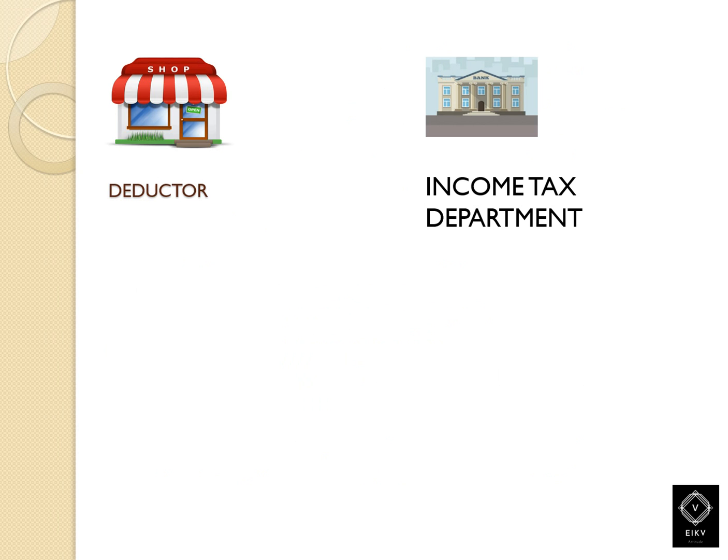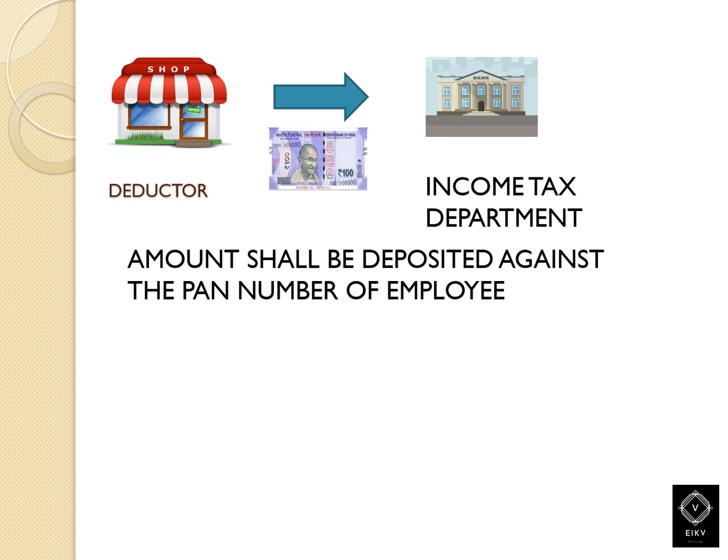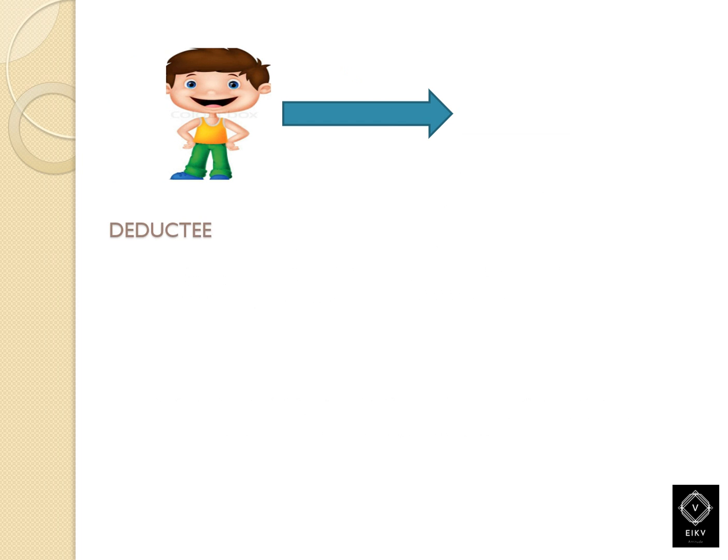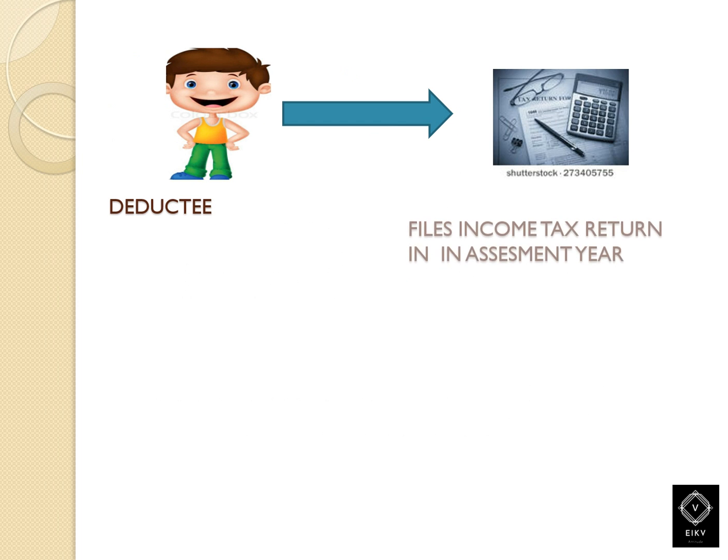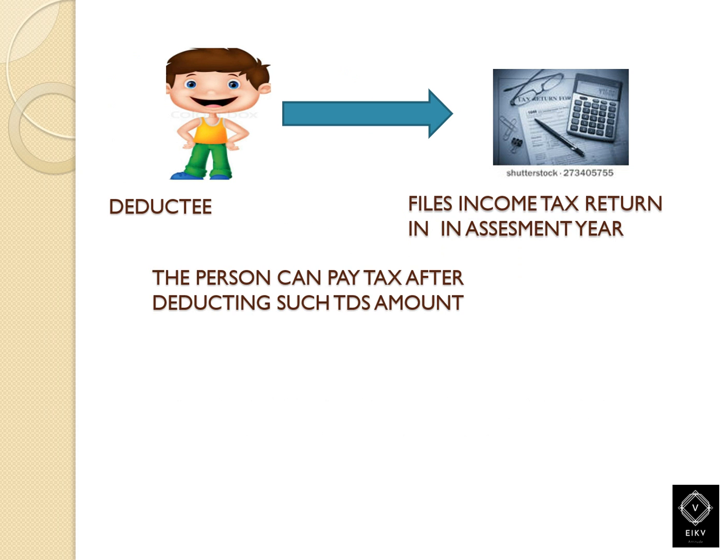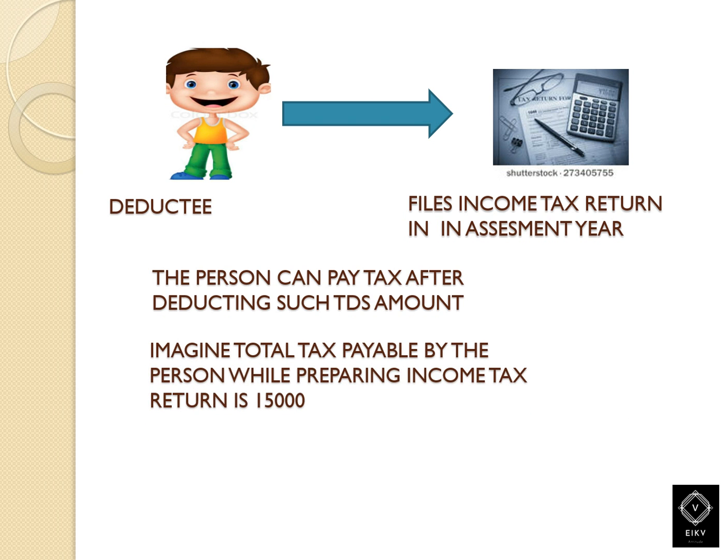After deducting the TDS, the employer, the deductor, will deposit such amount with the income tax department. Such amount shall be deposited against the PAN number of the employee. When the income tax return is filed, such TDS shall be deducted from the total tax payable. For example, imagine the total tax payable by the person while preparing the income tax return is 15,000, and the TDS deducted by the employer is 10,000. So the net amount payable towards the income tax department will be 5,000.